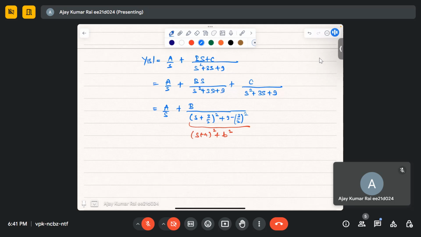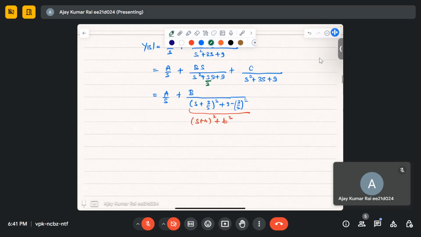Okay, so divide this s part by 2. So let me show you, divide the s part by 2. Which is (3/2) square, and again 9 minus (3/2) square. If you solve this, you'll again get back to this. Similarly, we do for the other thing also.